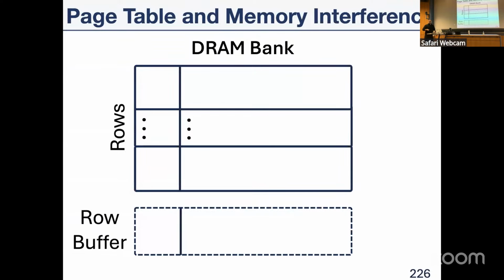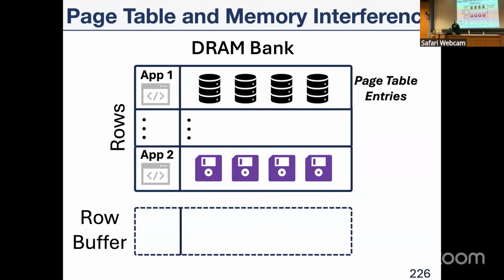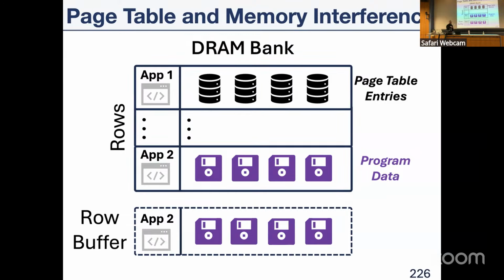Another example: have you done the memory interference lecture already? Yes, okay. So you have seen how memory interference works at the DRAM level. So this is a DRAM bank, and application 1 has the page table data stored in this row of the bank, right? And these are page table entries. And application 2 has actual program data in this bank. And in the row buffer, application 2 is currently accessing its data, and the row buffer has activated this specific row. So what happens if application 1 is very translation intensive?